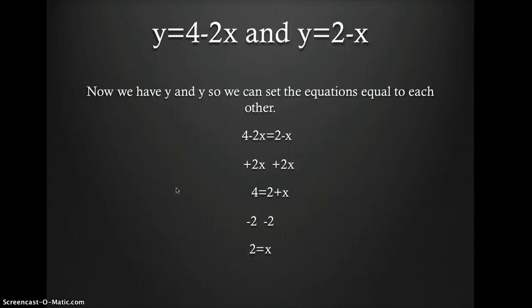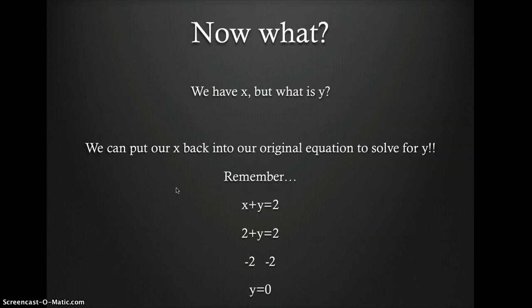The first thing we are going to do is add 2x to both sides. So we have 4 equals 2 plus x. Then we subtract 2 from both sides, and we see that x equals 2. Now we've solved for x, but what do we do next? We still have to figure out what y is.